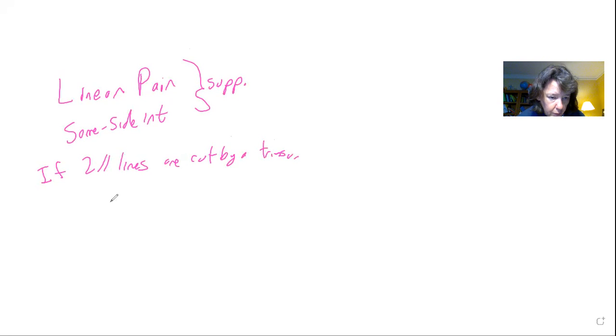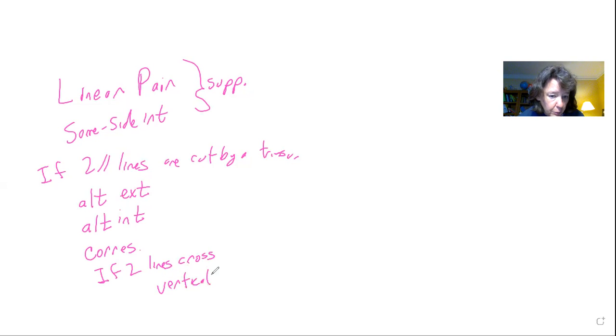We know the following are going to be congruent: alternate exterior, alternate interior, and corresponding. We also know that if 2 lines cross, vertical angles are congruent. So that'll be another reason that we're going to be using a lot. And then the last one that comes up is the third angle theorem.